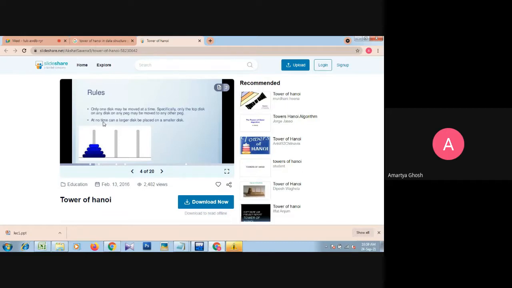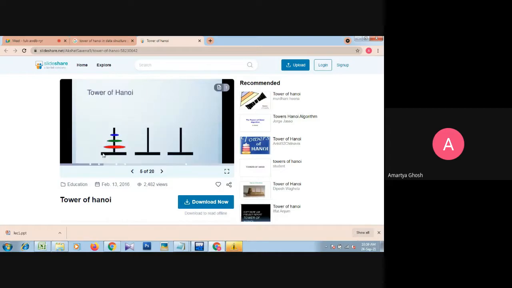At no time can a larger disc be placed on a smaller disc. So that means the same rule. We can only move a smaller disc from a particular stand to another stand if the disc at its top position is bigger than our moving disc. So that is: at no time can a larger disc be placed on a smaller disc.